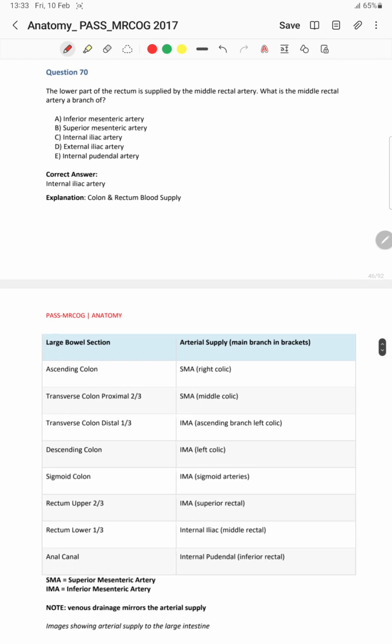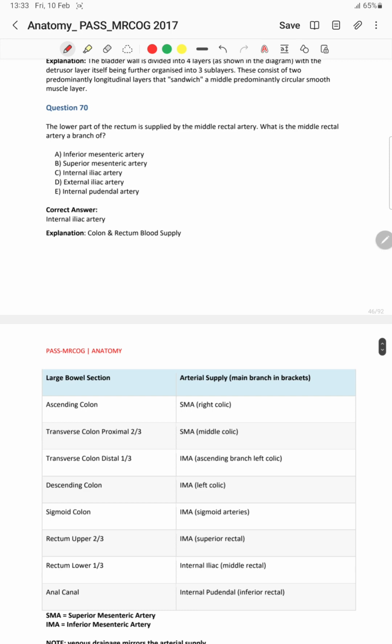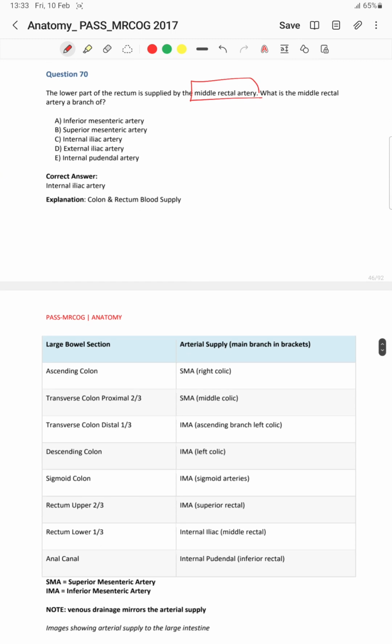Okay, now let's move towards the next question. The lower part of the rectum is supplied by the middle rectal artery. Yes, it is true. What is the middle rectal artery a branch of? They are asking from where the middle rectal artery arises. The middle rectal artery is a branch of the internal iliac artery. The answer is the internal iliac artery.